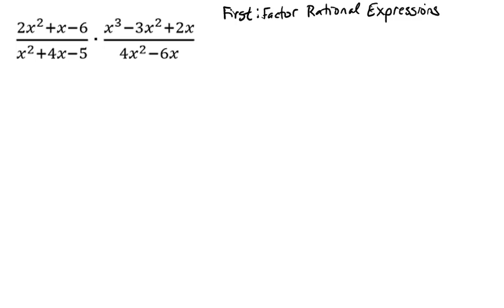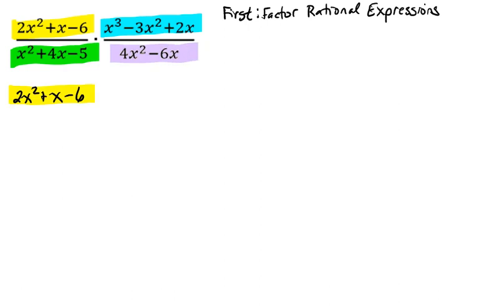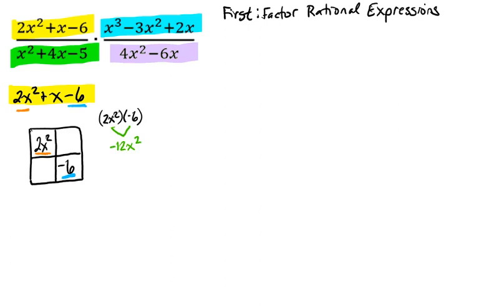So we're going to go ahead and factor all four of these expressions. As we factor 2x squared plus x minus 6, we see that our leading coefficient is not a 1. So we're going to use our box to factor that. We put our 2x squared in the first box and our minus 6 in the last box. Then we multiplied our 2x squared and our negative 6 and got a negative 12x squared. So we're going to split the x squared and put an x in each of our leftover boxes.